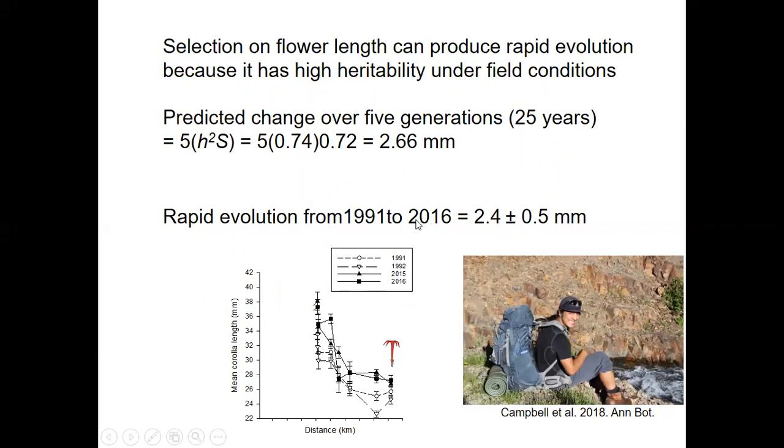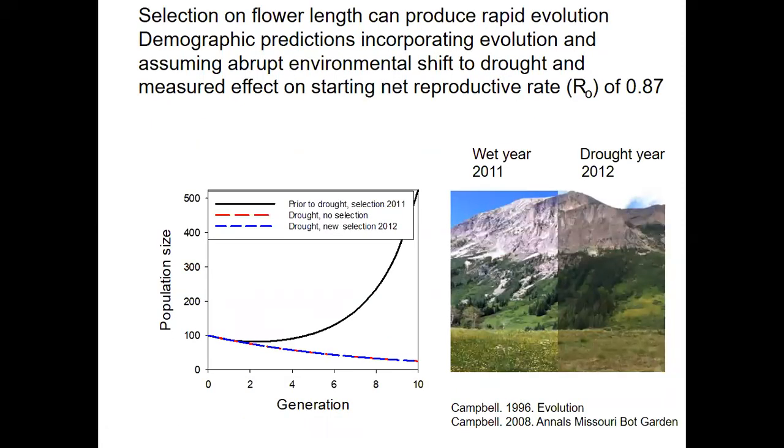We then actually measured the traits in a whole bunch of populations along an elevational gradient, 25 years apart. So these solid points and solid lines are showing the recent measurements, the dashed ones and open symbols showing the old measurements. And we saw average increases of pretty similar value, 2.4 millimeters compared to the prediction. So prior to drought, this trait was actually evolving. We were seeing selection for longer flowers.